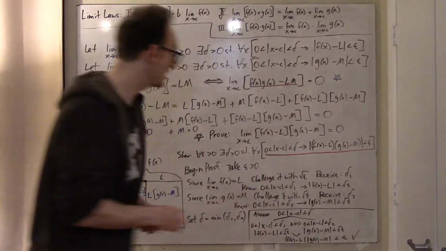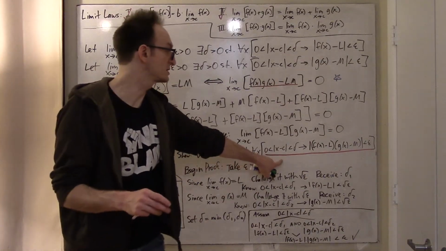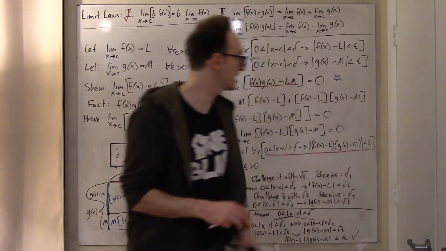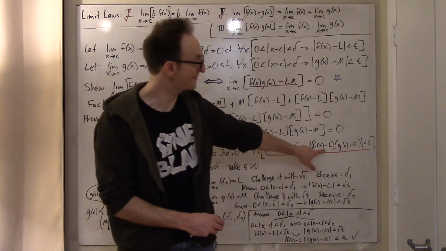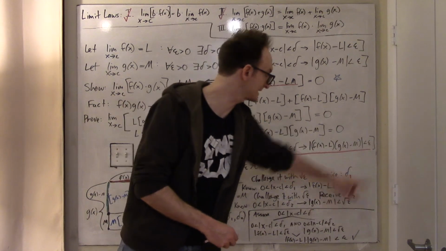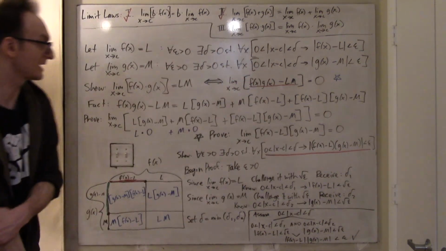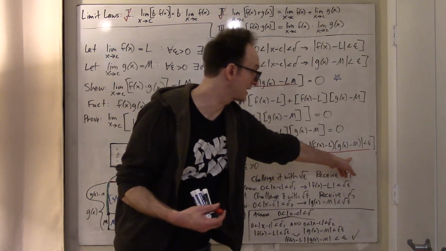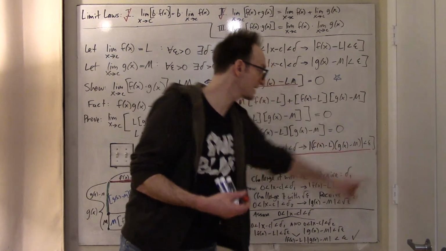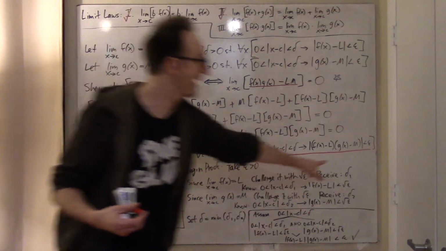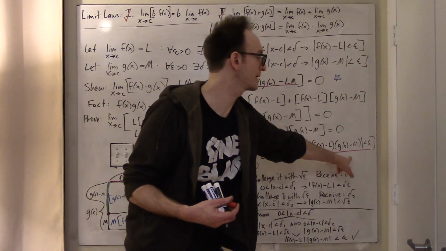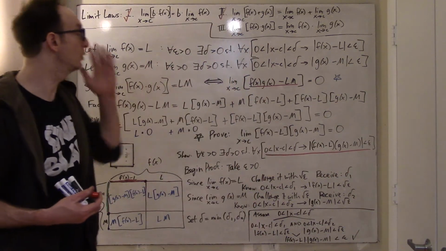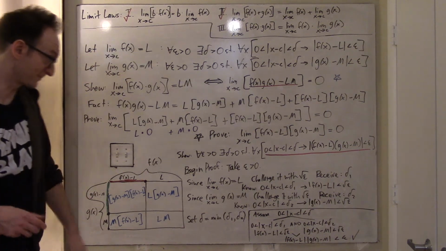I started pretty close to c, and I showed that the product of f of x minus L and g of x minus m is less than epsilon, because each of these is less than the square root of epsilon, so their product is less than epsilon. And I made each of these less than the square root of epsilon because I knew that these two limits existed.